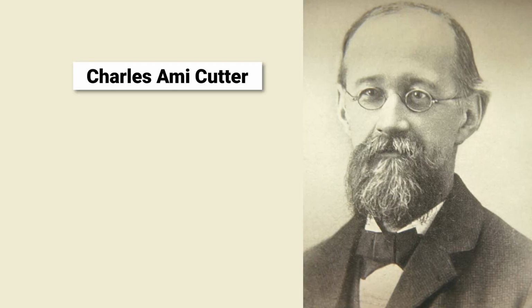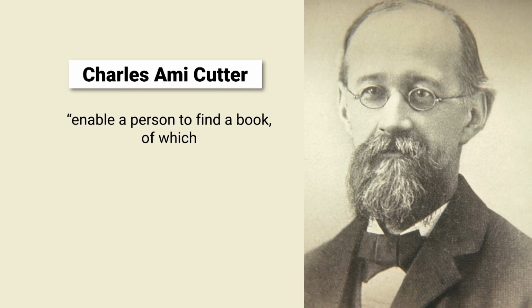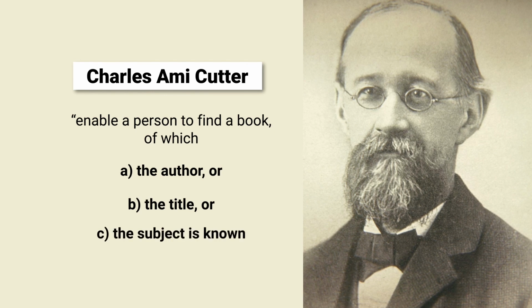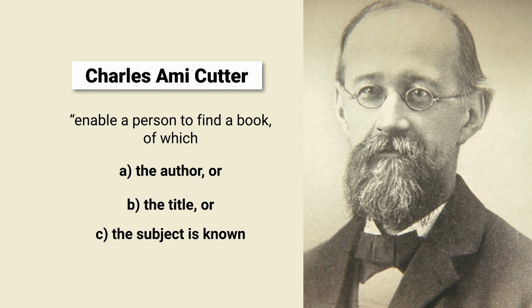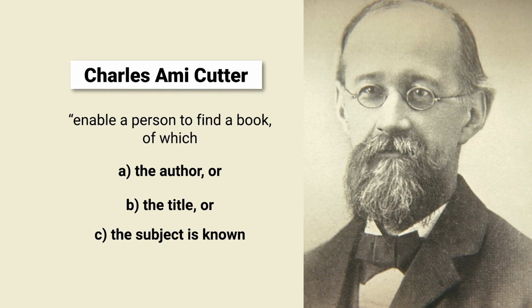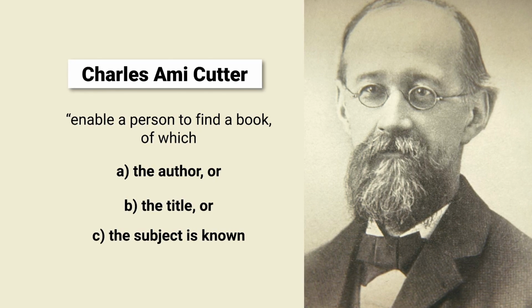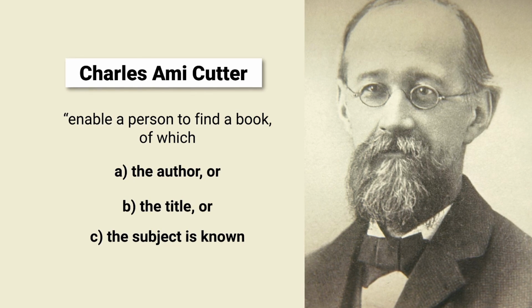The objectives are to enable a person to find a book of which the author or the title or the subject is known. I want a book by a particular author. I want Prolegomena to Library Classification by S.R. Ranganathan. So, I want a book by S.R. Ranganathan. I know the author. The catalog will help me. It is the objective of the catalog to help me.